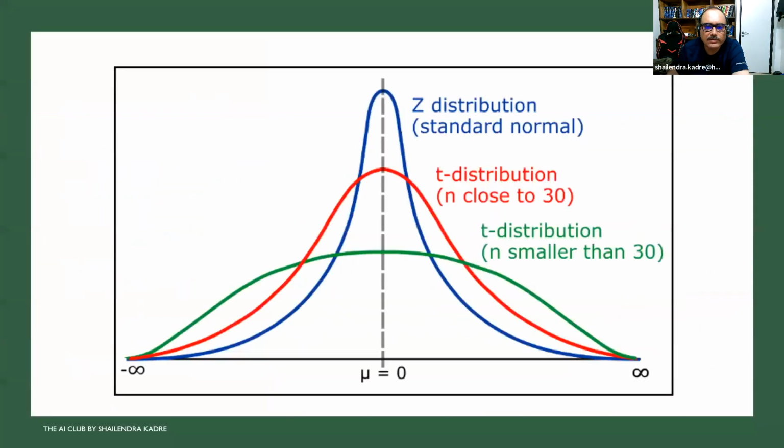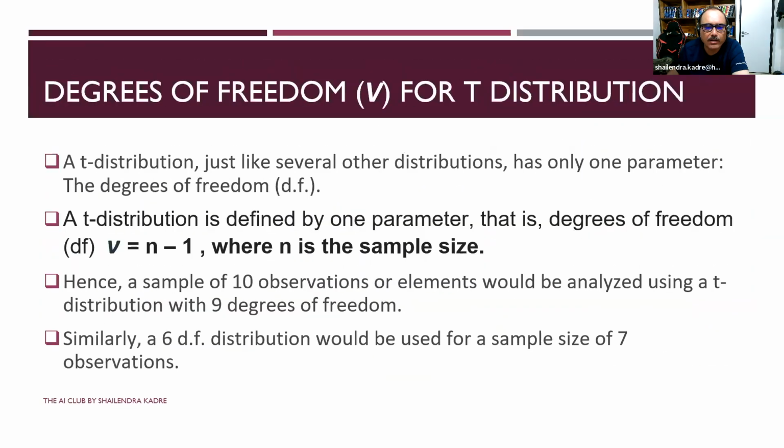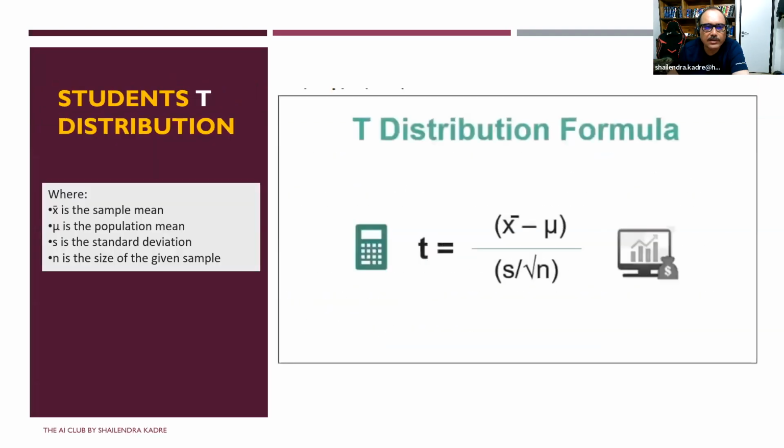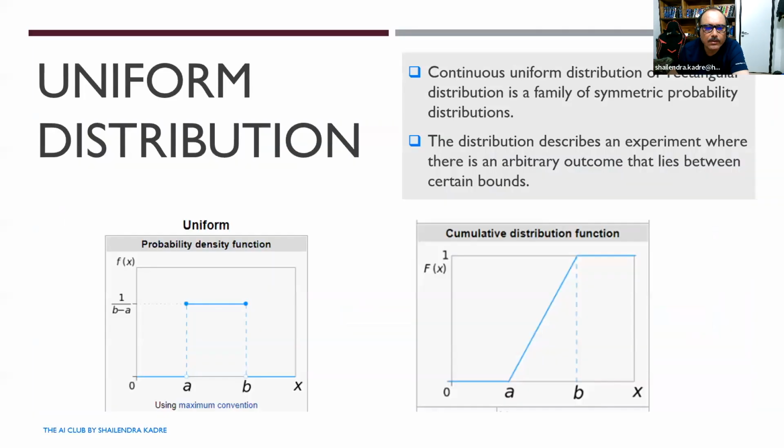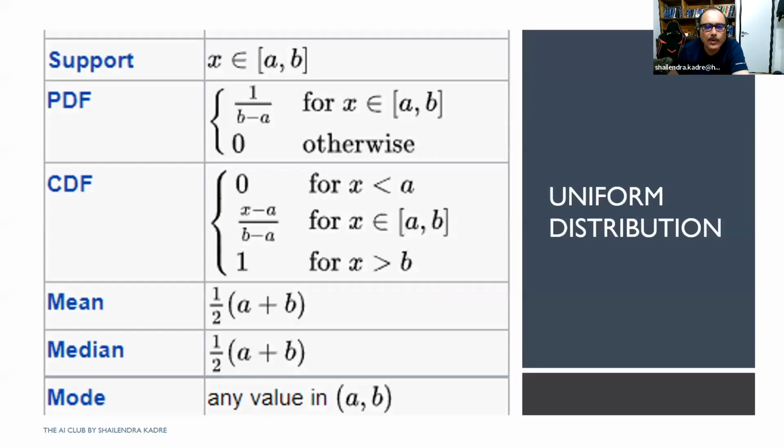Yes, sir. So that's what we have covered. And this distribution, your uniform distribution, there is no parameter, only lower value and upper value. Formulas are given by this. Okay.